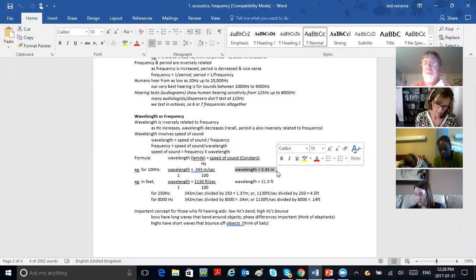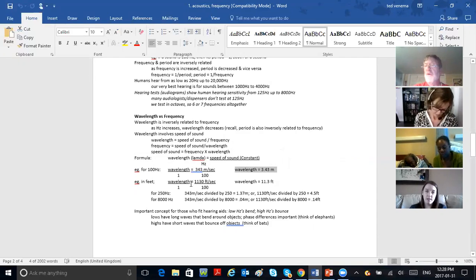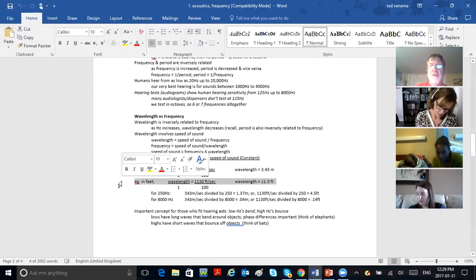Now, I'm talking to people in Missouri, and I'm talking to people in Idaho, and people who don't live north of the 49th. So we'll put it in feet. How fast does sound go? In feet, 1130 feet per second. Do the same thing here. Look where I'm highlighting. In feet now.